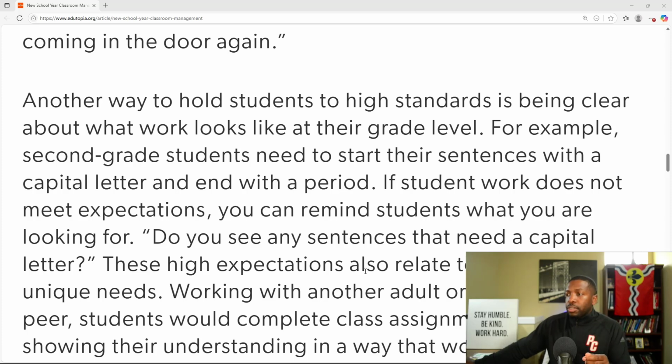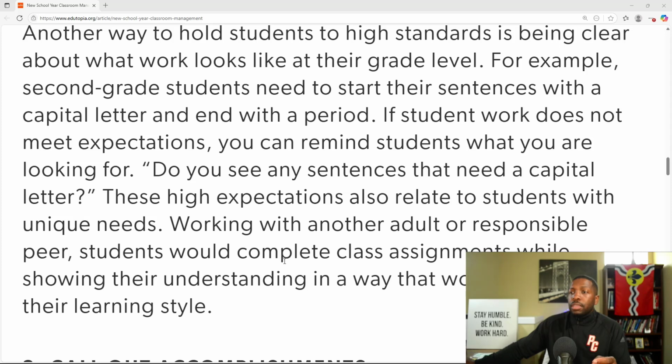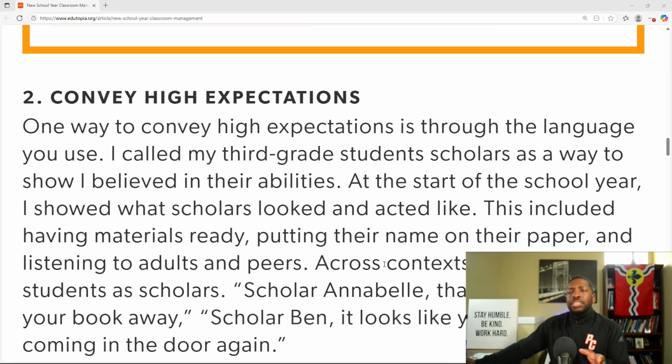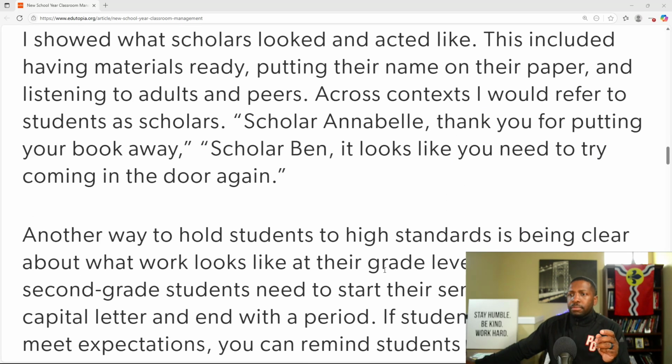Working with another adult or responsible peer, students would complete class assignments while showing their understanding in a way that worked best for their learning style. I like that. That's good. So, convey high expectations using your language. That's good. I like that.